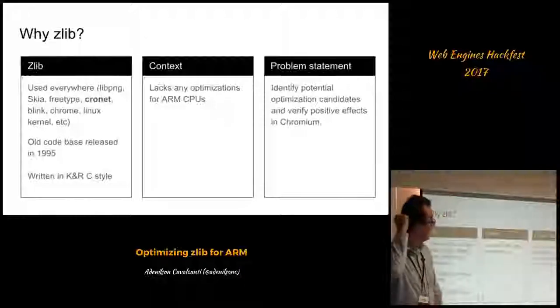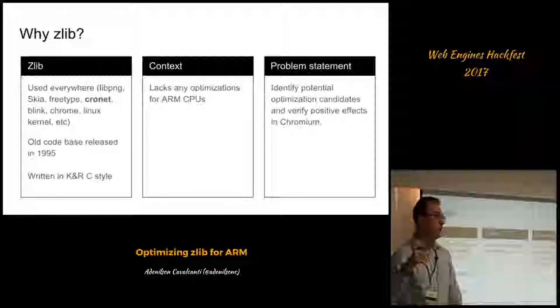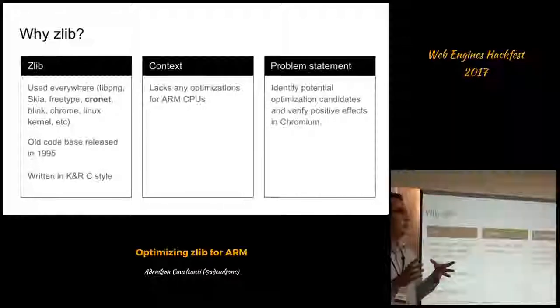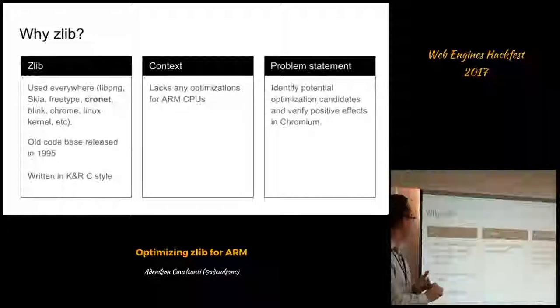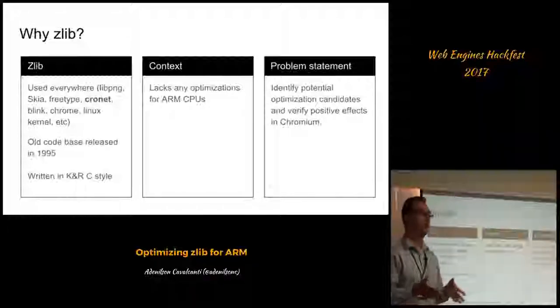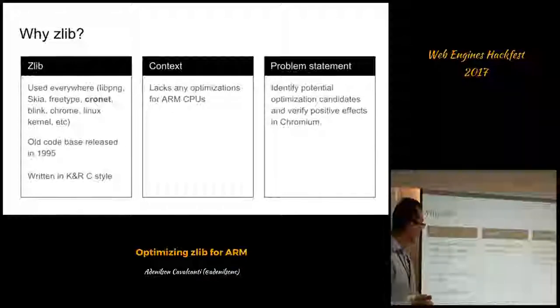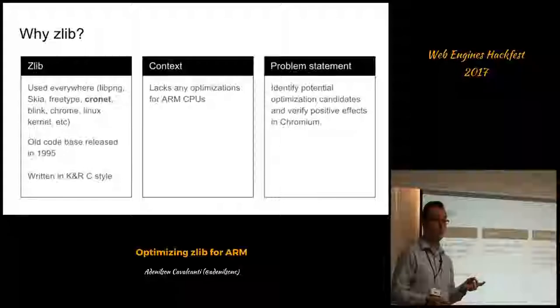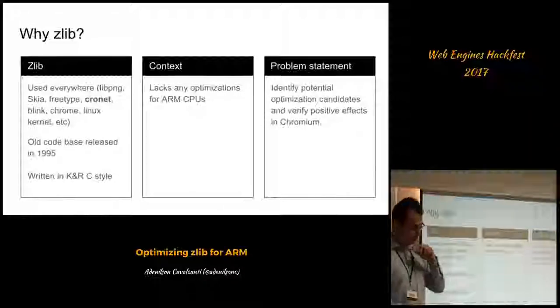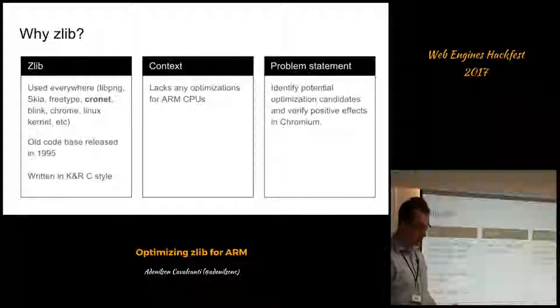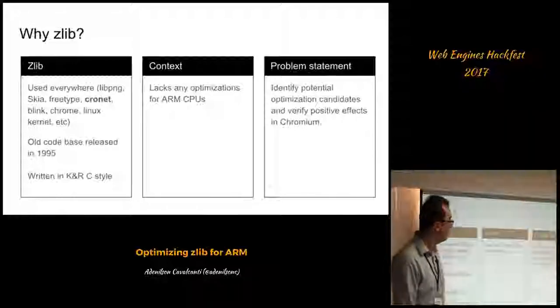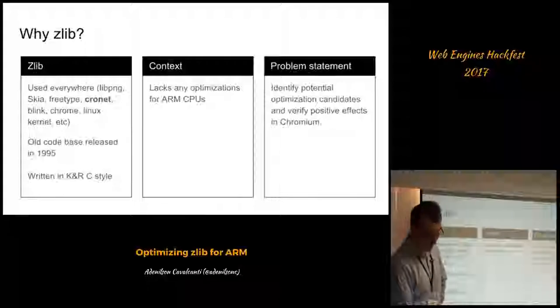So an interesting question is, why zlib? What is really crazy about zlib is that it's used pretty much everywhere. It's used inside of the Linux kernel, it's used by Skia, it's used by Cronet, which is the network stack of Chromium, that by itself is used by lots of Java applications. And this is an old code base, as I mentioned earlier, that hadn't been given any kind of optimizations for ARM CPUs. So the whole problem statement was to identify the potential for optimization and verify what would be the positive effects for Chromium.